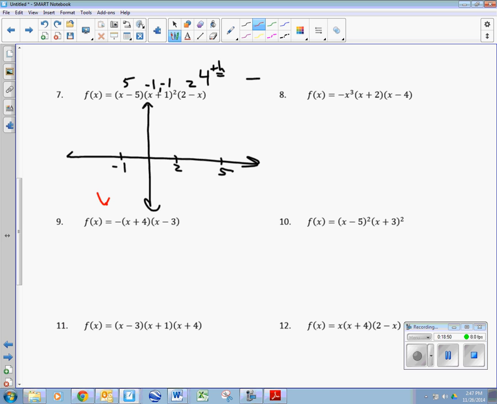Do I pass through? U-turn, sure. There you go. How about at 2? Pass through.